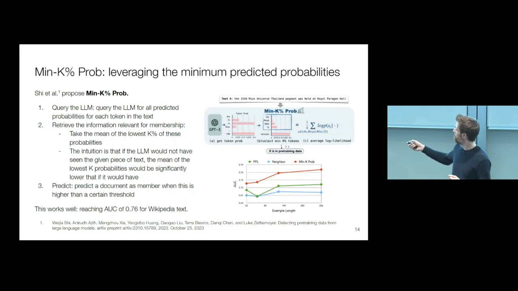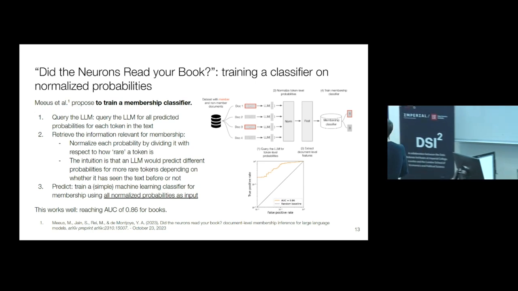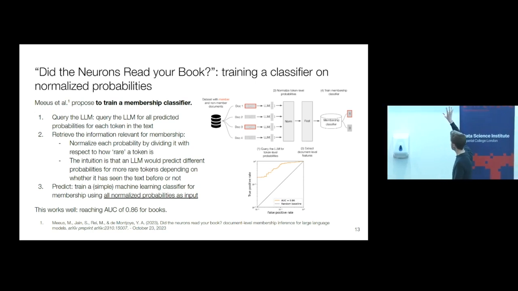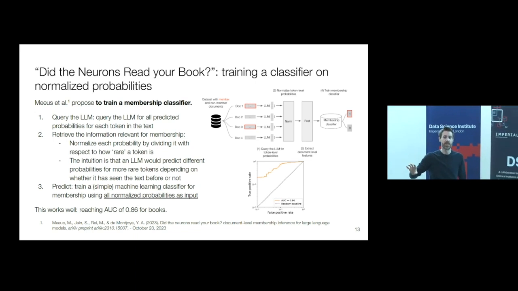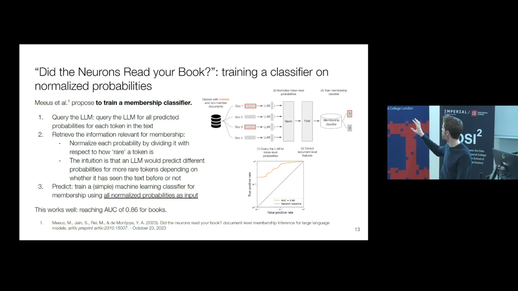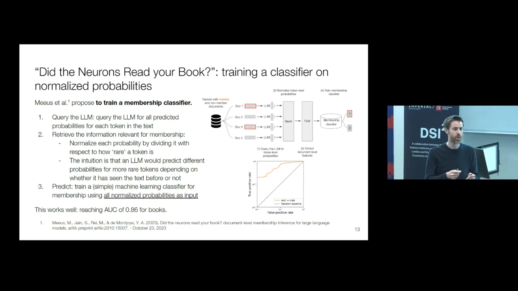And basically, what you see here with the AUC is that it works pretty well at detecting which books were seen during training. We have an AUC of 86 for books, which are fairly long pieces of text where we have quite a lot of cues.